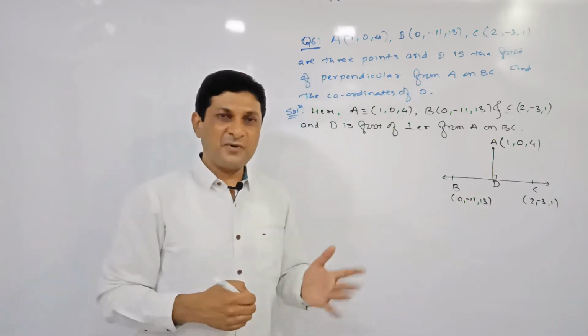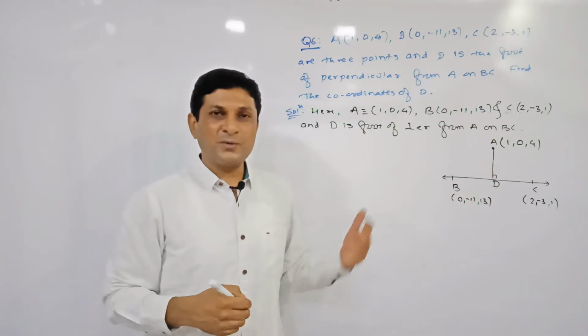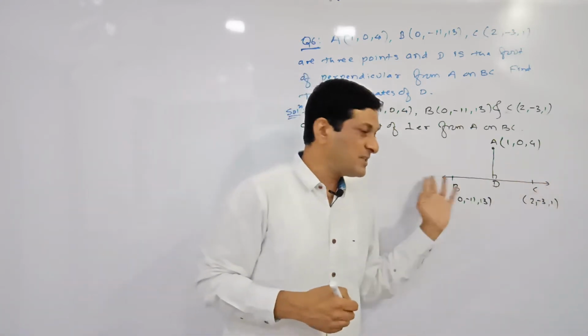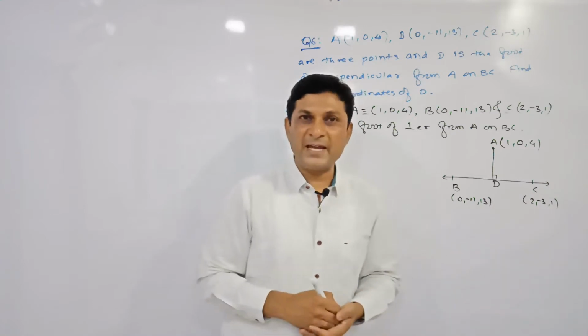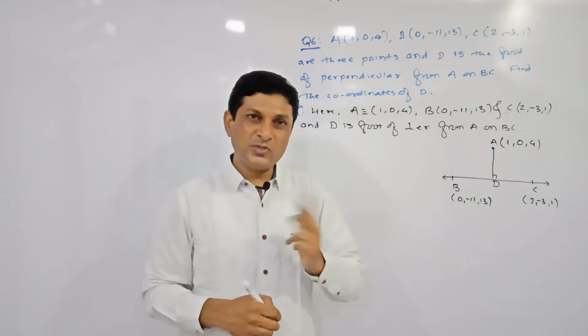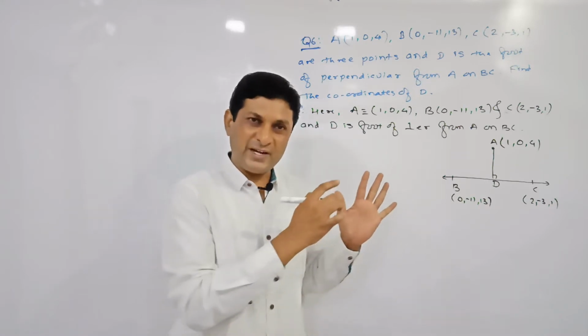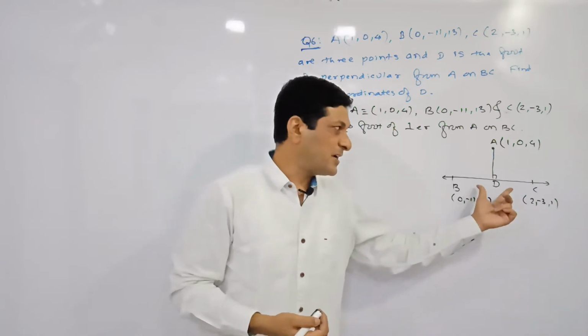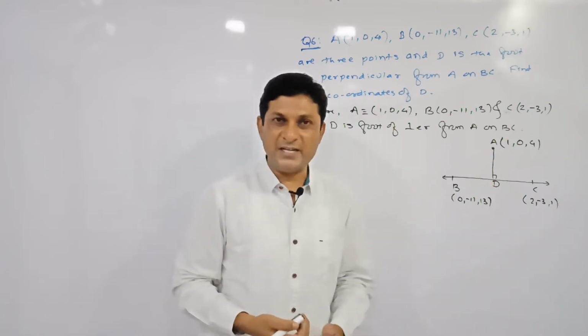Okay, a similar type of example we have already solved, but in that example the equation of the line was given to us. Here the equation of the line is not given, but the coordinates of 2 points on the line are given. Using the coordinates of the 2 points, first we will find the equation of that line, and later we will see how to find the required value, the coordinates of point D.